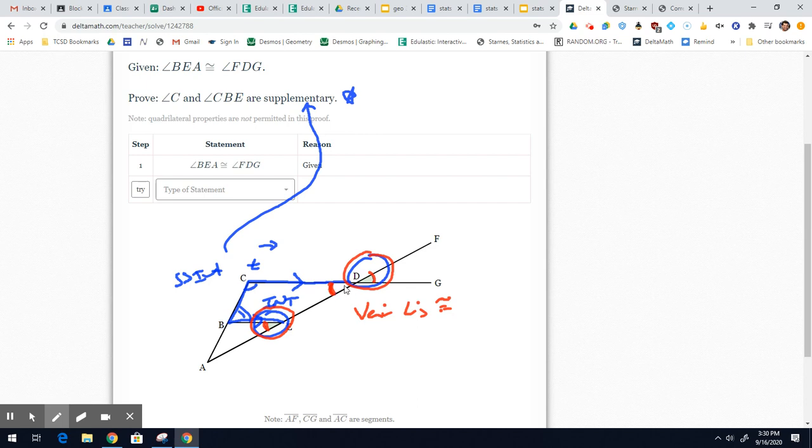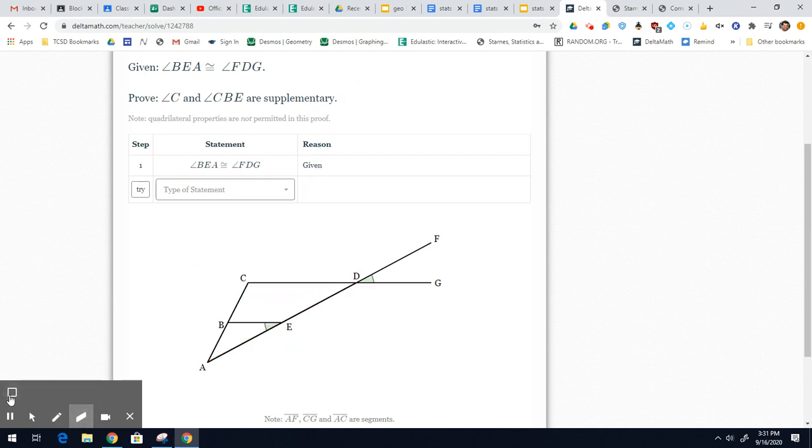This angle is in the same position as this angle amongst these lines and this transversal. So these two angles are going to be corresponding angles. And because of the vertical angles, now these two angles are congruent. And if corresponding angles are congruent, then these lines are parallel. And if those lines are parallel, then the two angles we want to prove supplementary are same side interior angles, and they are going to be supplementary. And that's the proof. Vertical angles, corresponding angles show parallel lines, and then parallel lines create supplementary same side interior angles. Okay, so that's the proof.